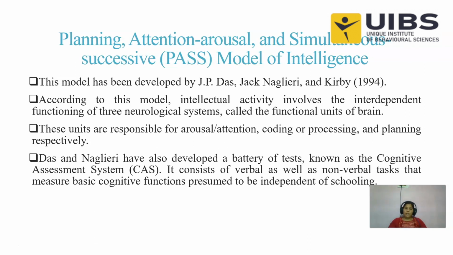The next theory that I will discuss is the planning, attention, arousal, and simultaneous successive model of intelligence. This model was developed by J.P. Das, Naglieri, and Kirby in 1994. This model proposed that there are three interdependent neurological systems in the brain. These systems are responsible for arousal, attention, coding or processing, and planning.